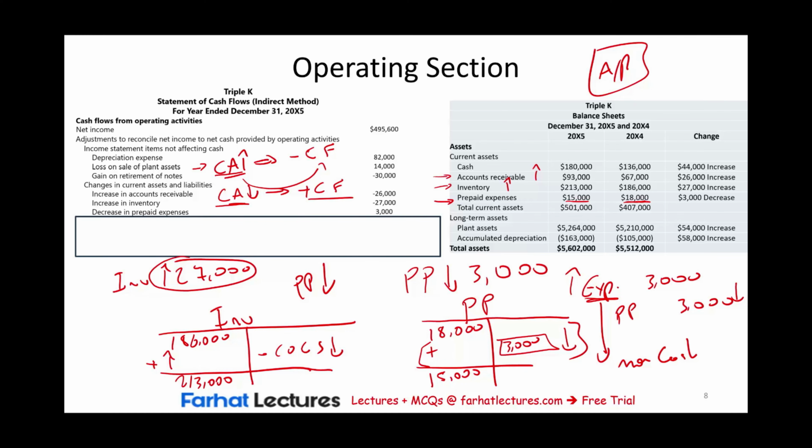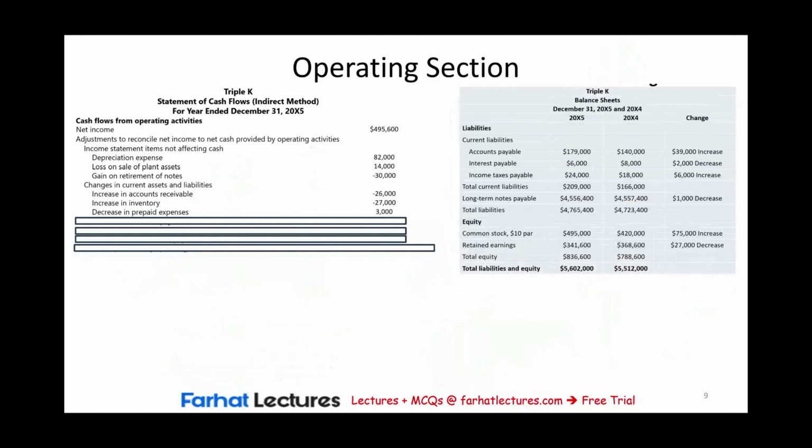Now, so we analyzed all the current assets. We're not done yet. What else do we have to analyze? We have to analyze the current liabilities, and we have 3 of them. Now we're going to learn the rules for how to analyze current liabilities. Now we're looking at CL.